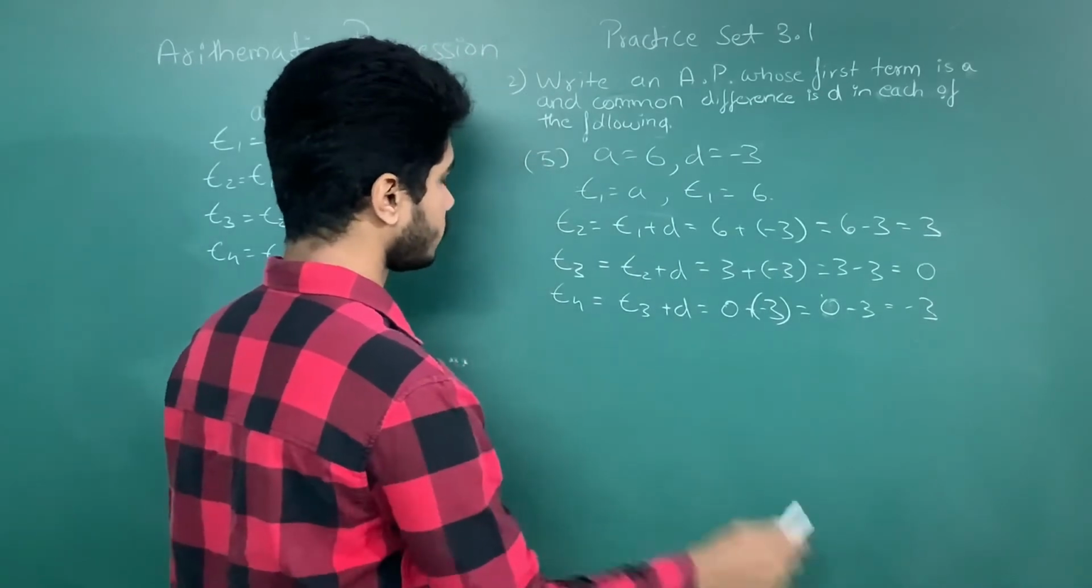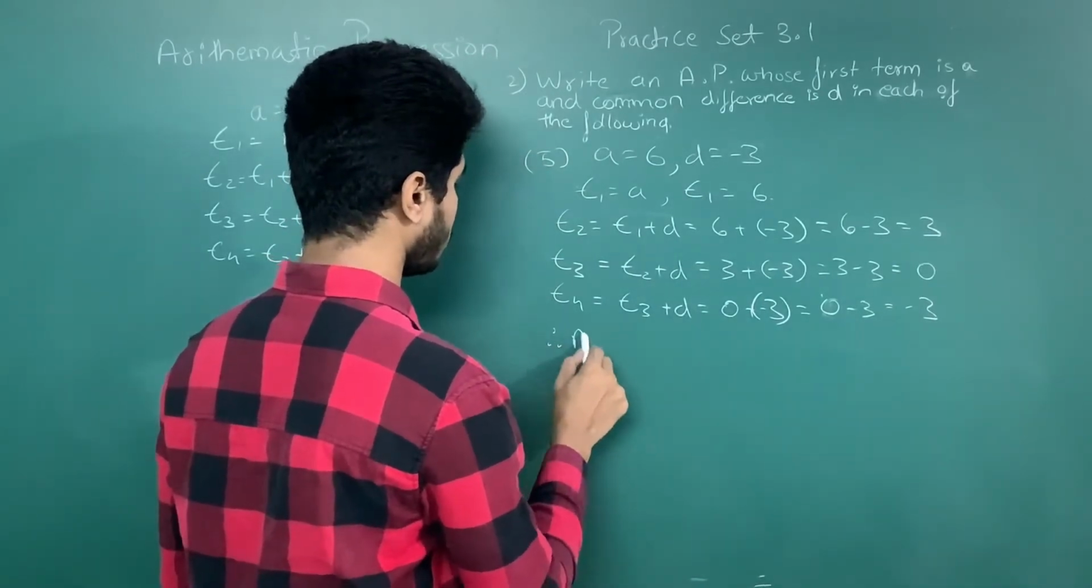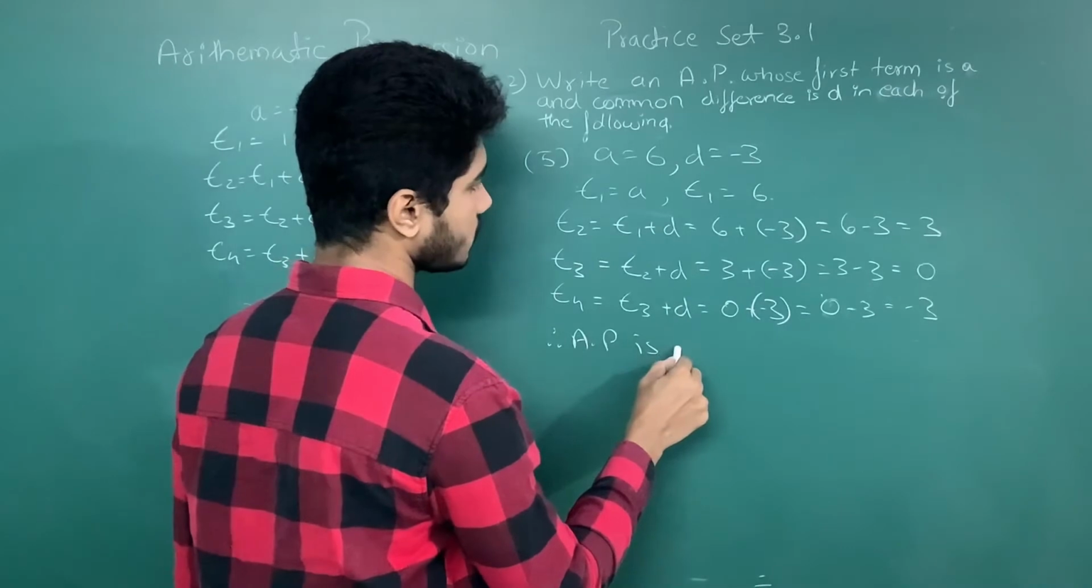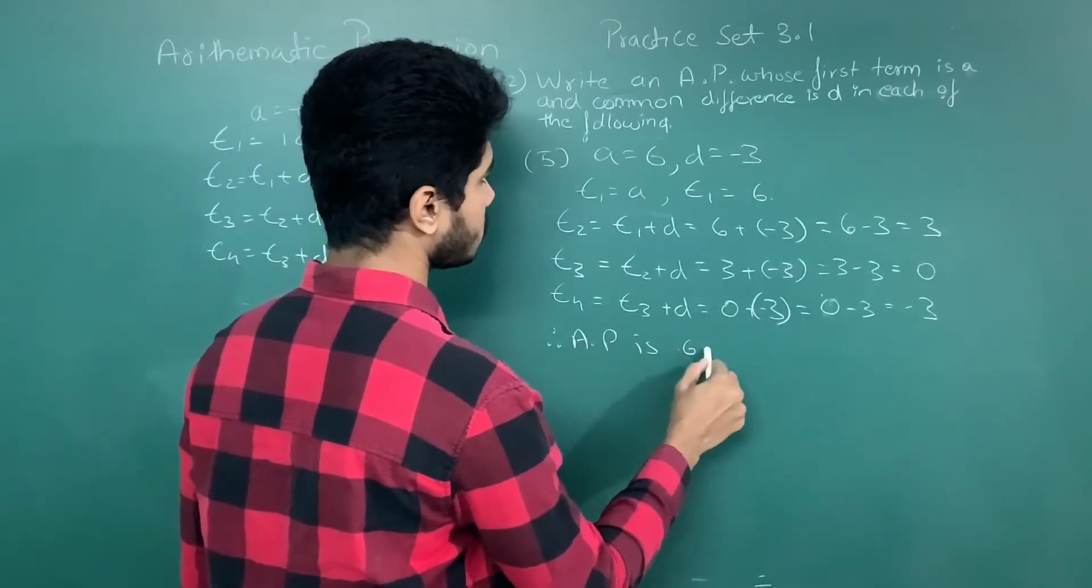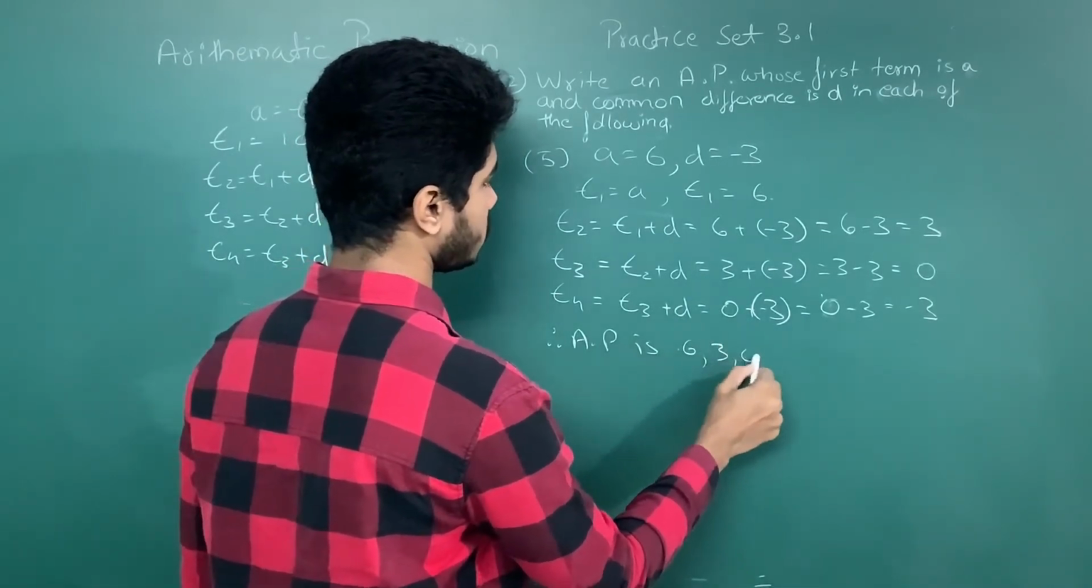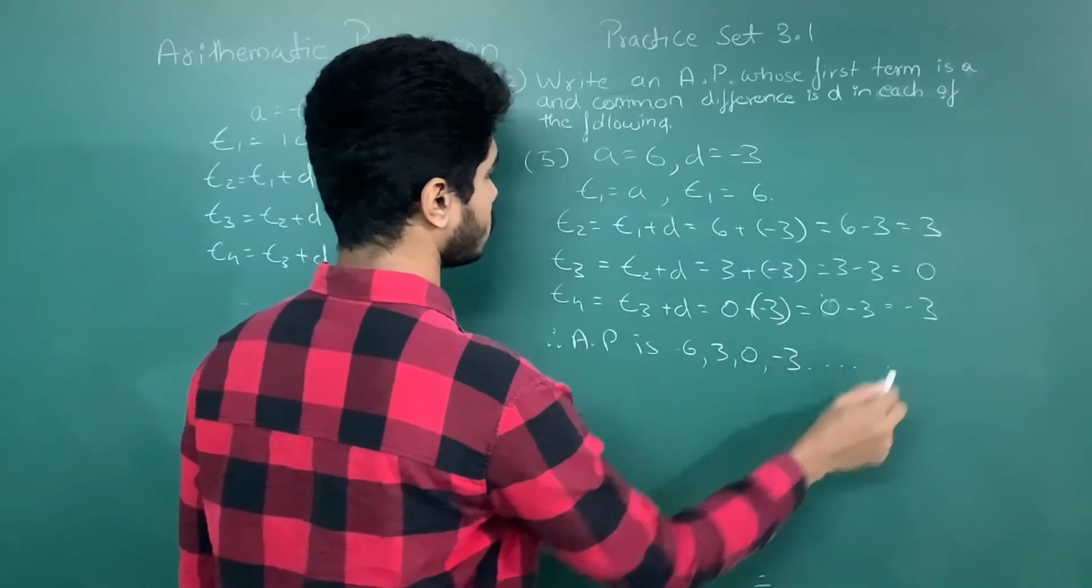So therefore, the AP is 6, 3, 0, minus 3 and so on.